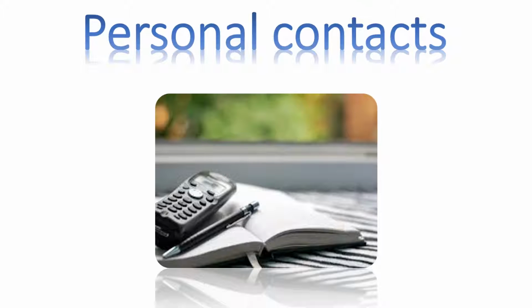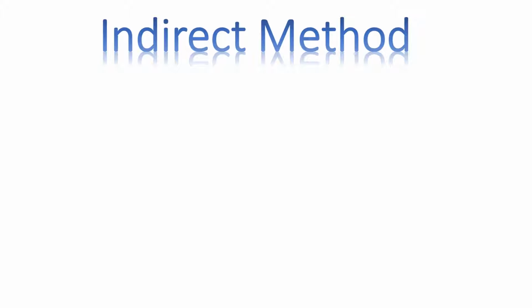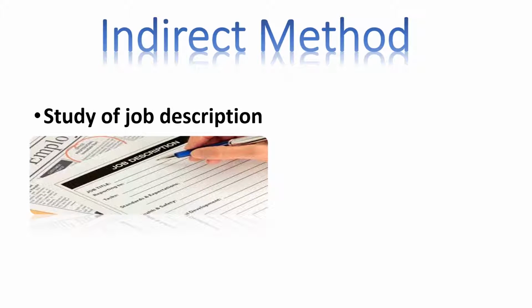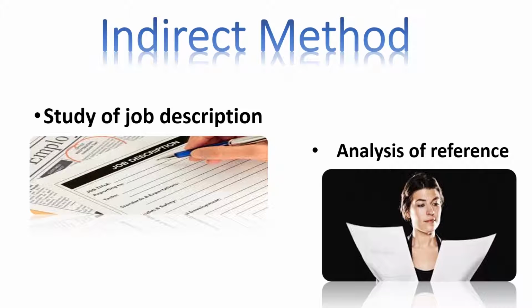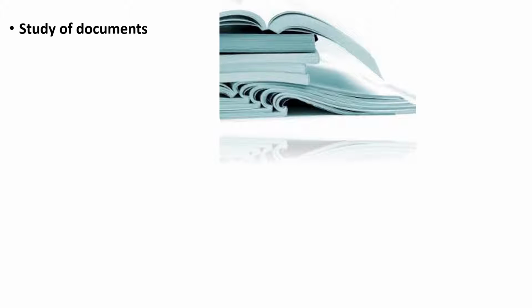Let us try to understand indirect methods of user study. First of all, we can check study of job description. By studying the job description of the user, we can understand the information needs. Through analysis of reference queries, that is, the queries users ask related to the information system, we can identify their needs. By study of documents used by the user, it becomes easy to identify the information needs.